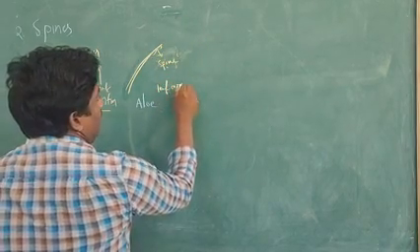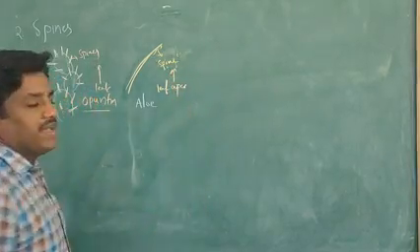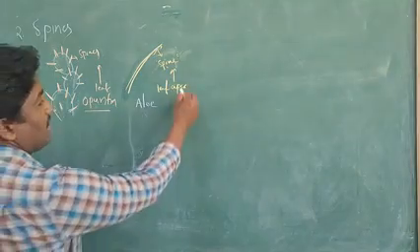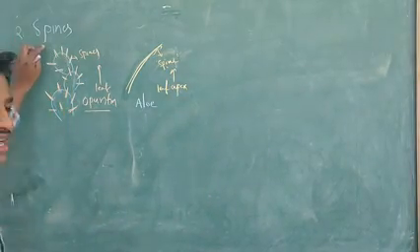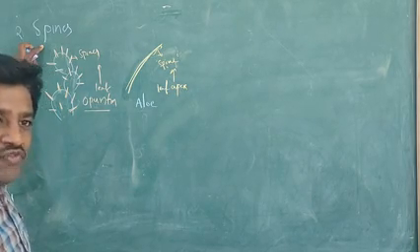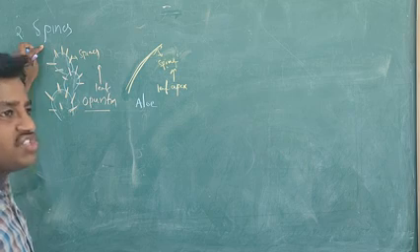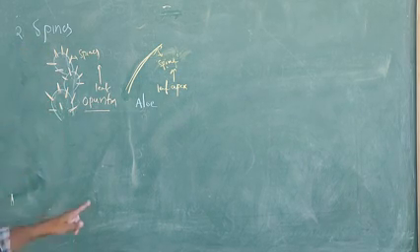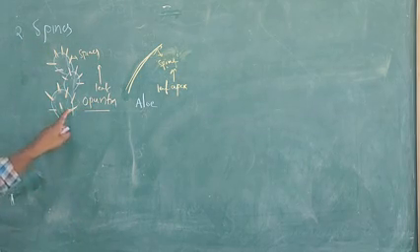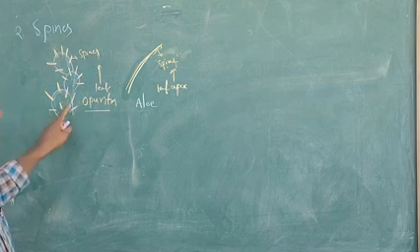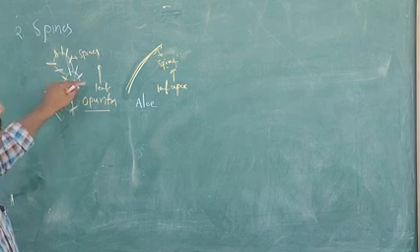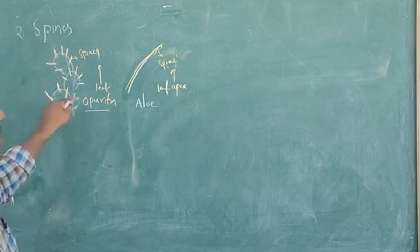Leaf apex modified to form a sharp pointed structure. That is called a spine. Once again, see, spine means the leaf is modified to form a sharp pointed structure. That's what you call spines. In the example of Opuntia, the leaves are modified to form these sharp pointed structures. That's what you call spines.